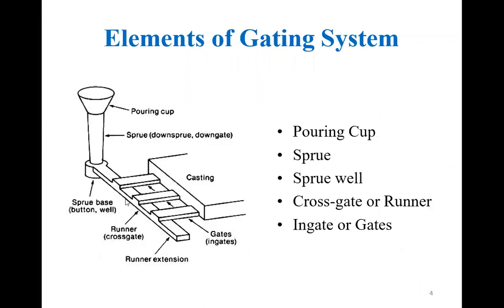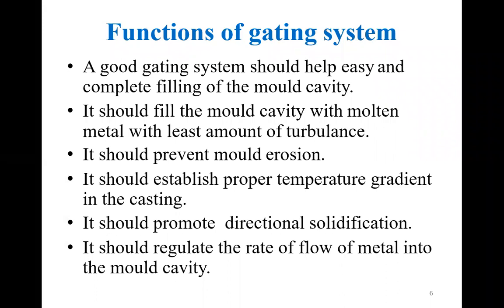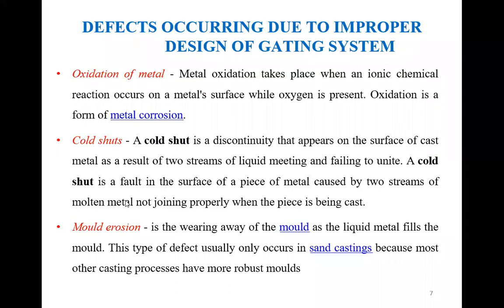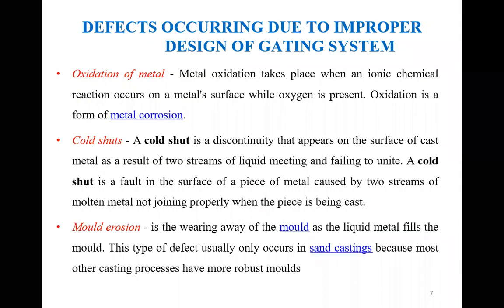So these are the elements: a sprue, pouring cap, sprue base, casting, runner, gates, in-gates, and a runner extension. What is the definition of each element? What is the function of a gating system? When the gating system is very small, what different types of defects occur? What is the time to solidify? What is the proper temperature to pour the molten metal? What are the different effects? Oxidation of the metal, cold shuts, mold erosion, shrinkages, porosity, and emissions. These defects occur due to improper designing of a gating system.